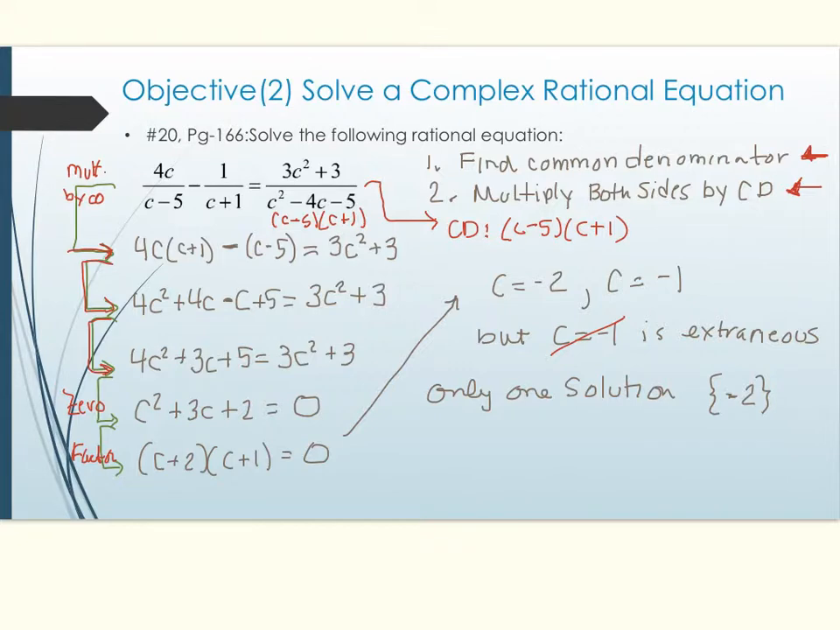to minus 1. But c equals minus 1 doesn't work because when we plug it into the original equation, we see that 1 over c plus 1 wouldn't work when c is minus 1. We would be dividing by 0. So there's only one solution here. The solution is c equals minus 2.